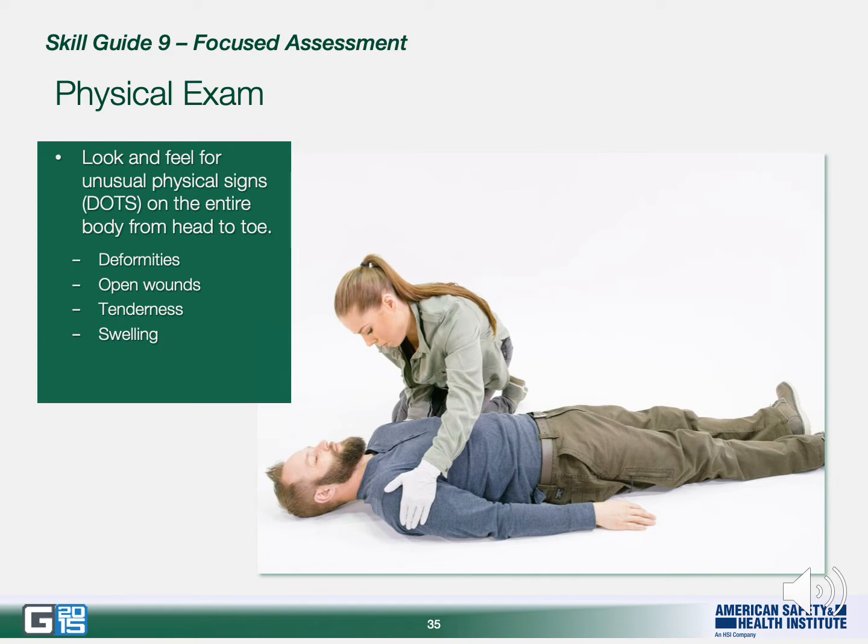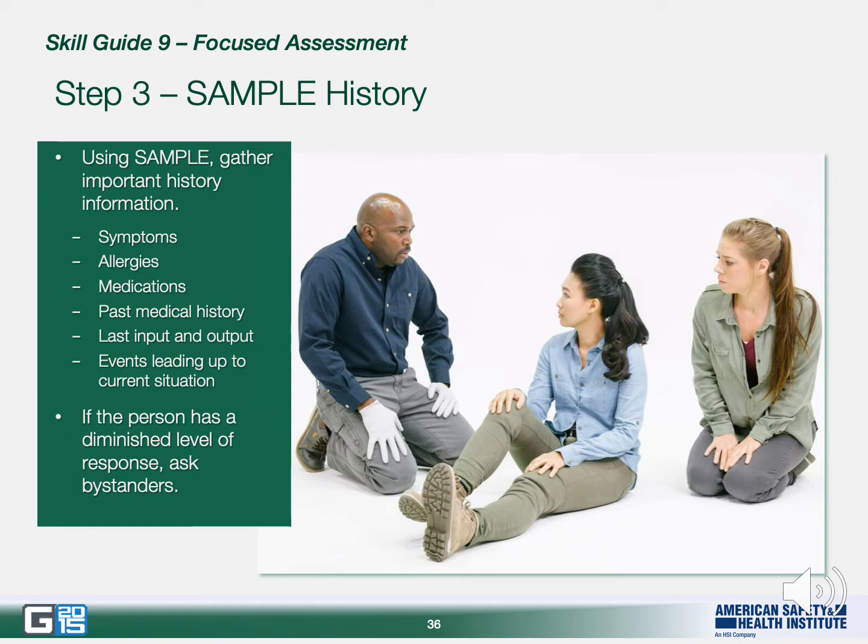So you're going to do a physical exam, look and feel for unusual physical signs. This is DOTS, you know that mnemonic. Deformities, open wounds, tenderness, and swelling. Then you're going to do your SAMPLE history: signs or symptoms, allergies, medications, past medical history, last input, output, events leading up to the current situation. If the person has a diminished level of responsiveness, ask the bystanders if they know any of that information.